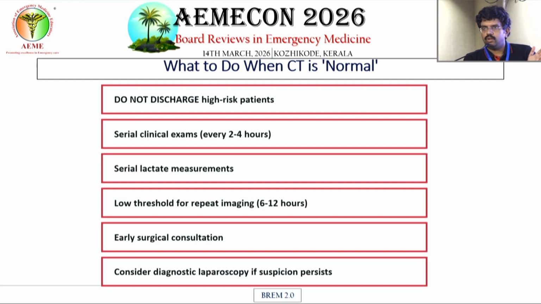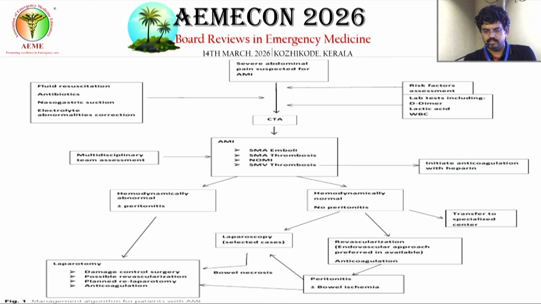Initially there can be normal stool, later fresh blood, then black tarry stool. So look at all the orifices, do serial abdominal girth assessment, serial lactate, and repeat the scan after 6 hours, and early surgery consultation can be done. This is just the algorithm that we have just discussed.